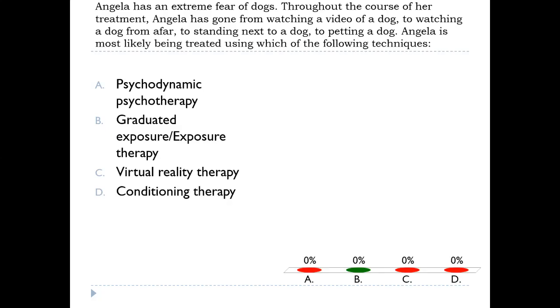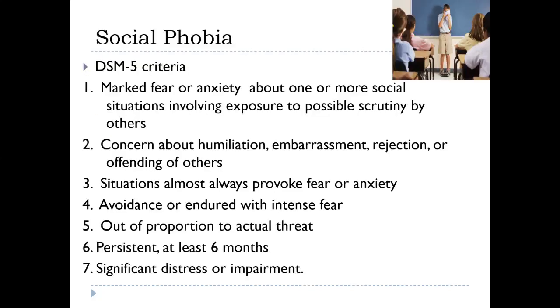Okay, so obviously that's a very good example of graduated exposure therapy. All right, so let's switch gears a little bit to what is essentially another phobia. Some people will refer to it as social phobia, others social anxiety disorder. It's the same diagnosis. In the DSM-5, the criteria for this are that the person experiences marked fear or anxiety about one or more social situations that involve exposure to possible scrutiny by others. It's kind of a mouthful, right? So in general, you're fearful and anxious about social situations, and specifically social situations where it's possible that others might judge you.